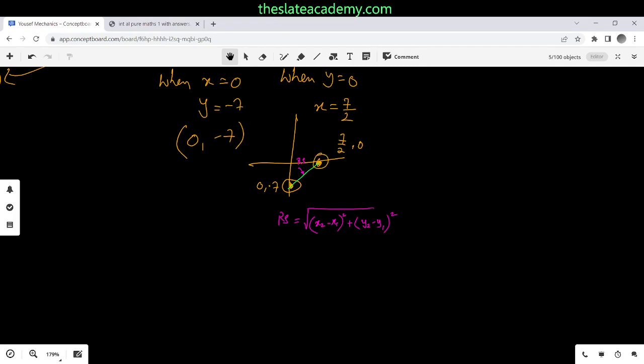Okay, so let's just leave it at that: we have to do the root of x2 minus x1 whole squared plus y2 minus y1 whole squared. x2 is 7 over 2, x1 is 0. So 7 over 2 minus 0 whole squared plus 0 minus 7, so 0 plus 7 whole squared.